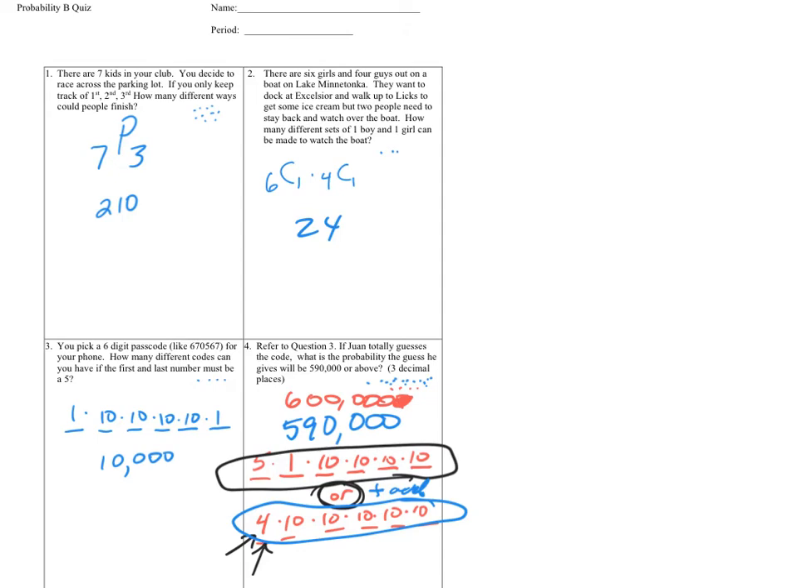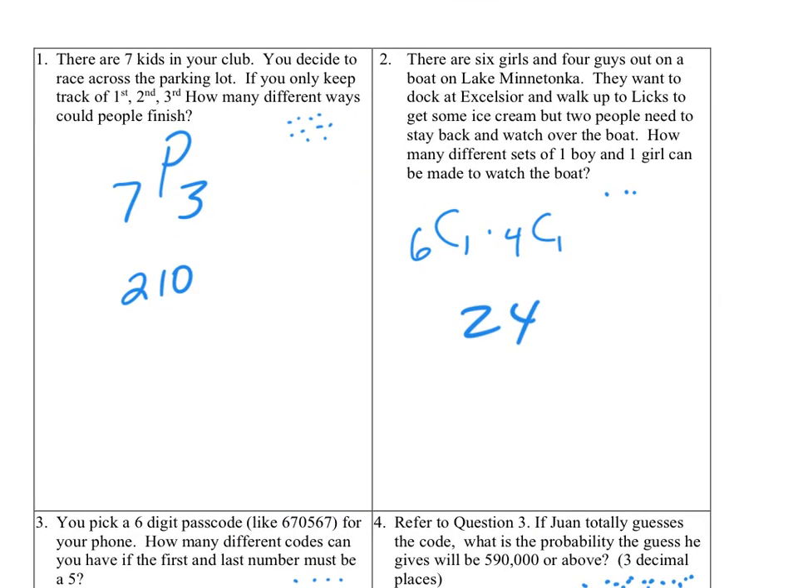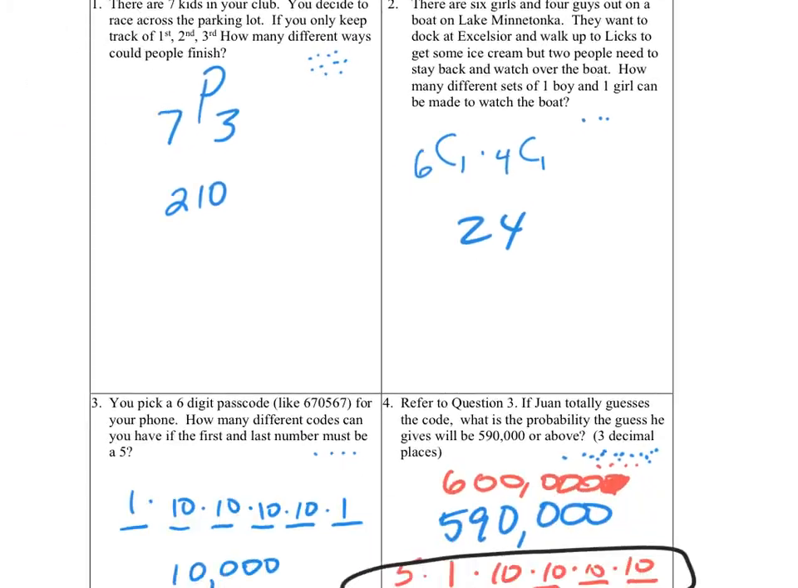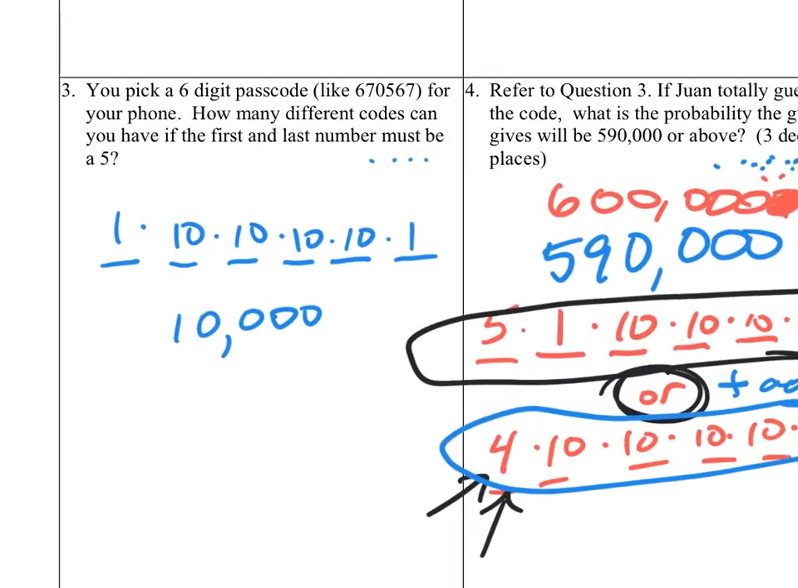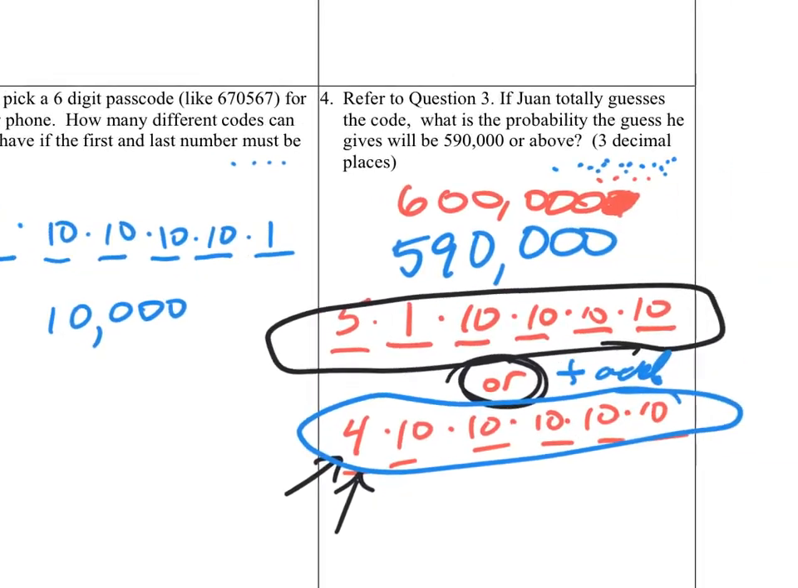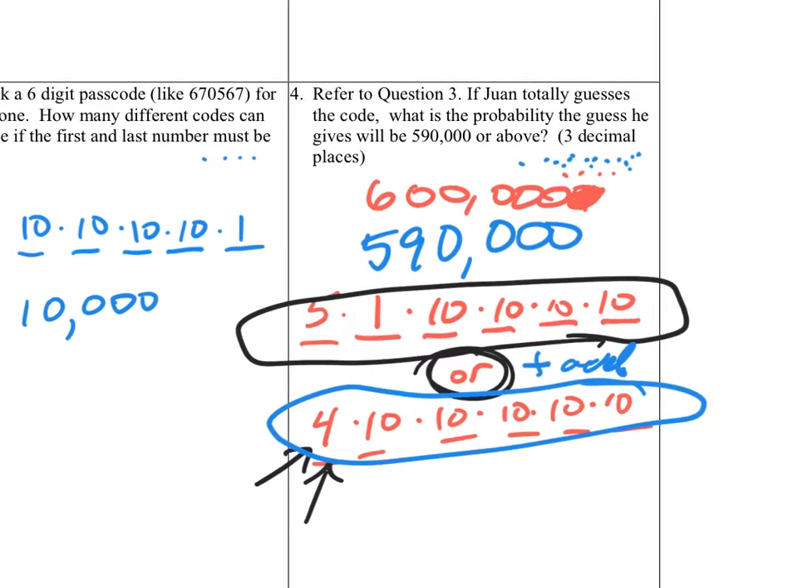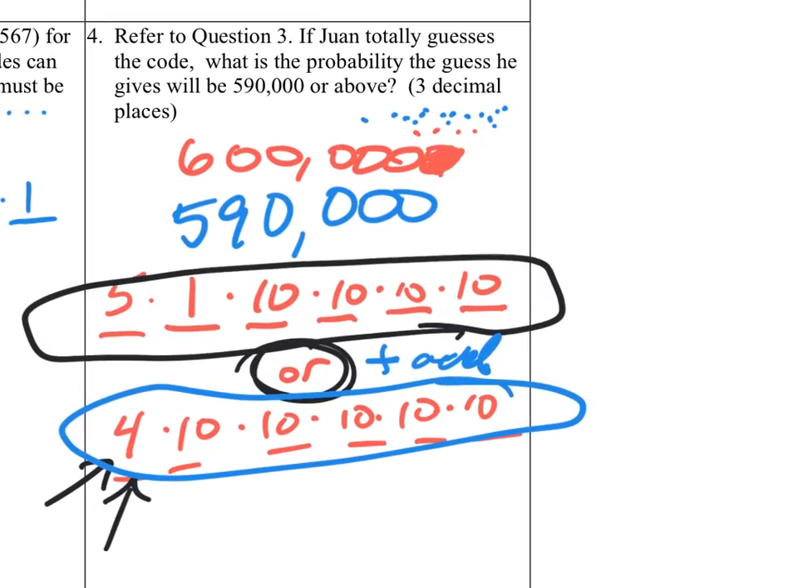Okay, so at the beginning of the Q&A today, we went over the answers for this little quiz. Number one was 210, number two was 24, number three was 10,000, and you can see on the screen how I got those. Number four, it is really rough.